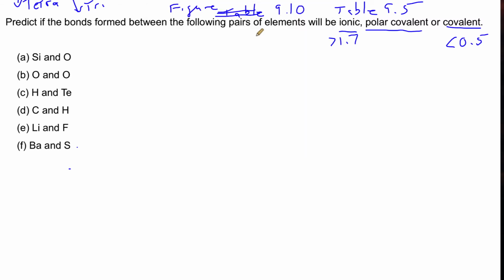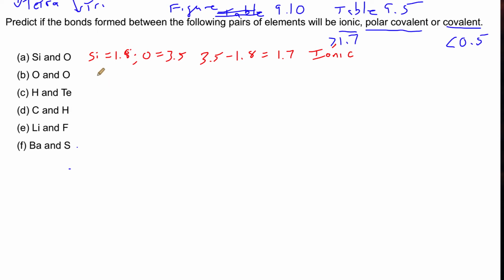So let's look at the values that we have here. So for this first one, we have silicon. Well, silicon has an electronegativity of 1.8. So Si is 1.8. Oxygen is 3.5. And what we need to do is subtract those. So 3.5 minus 1.8 equals 1.7, which means this is going to be ionic because it is greater than or equal to 1.7. And I should have said, I said greater than 1.7. It's actually greater than or equal to 1.7.